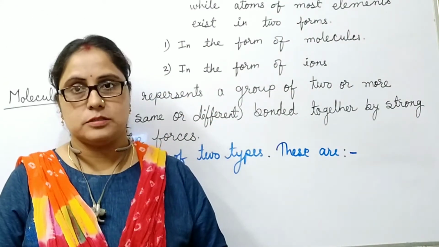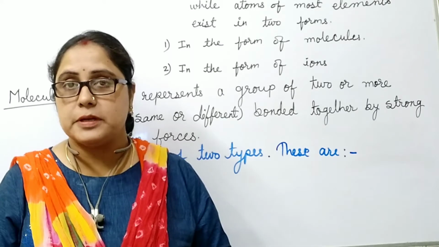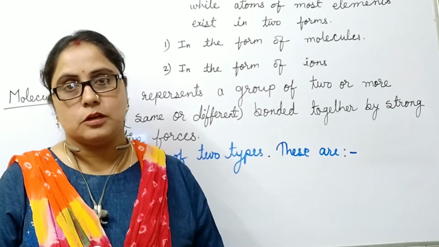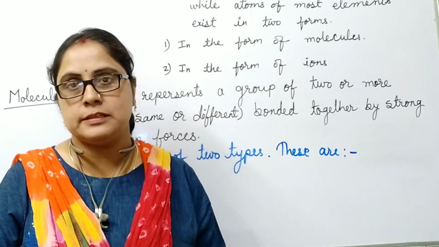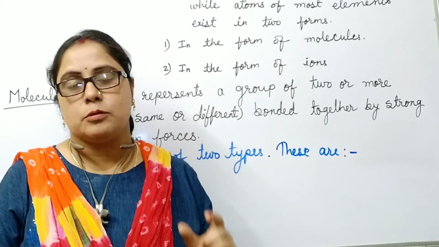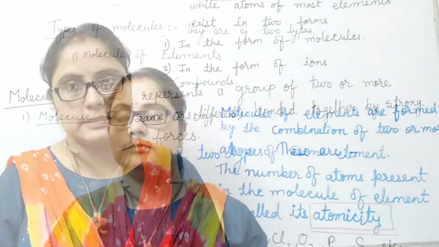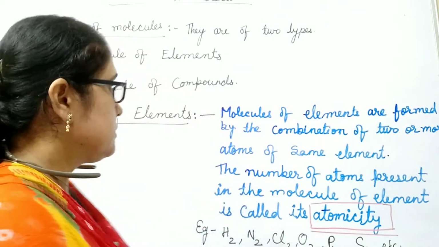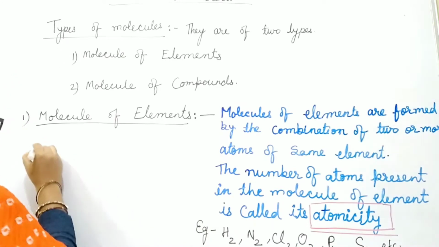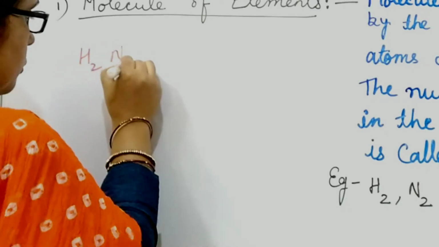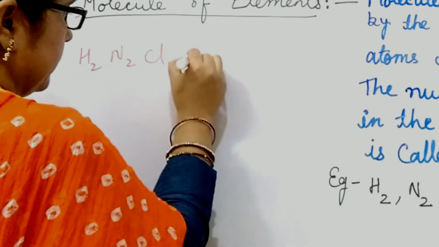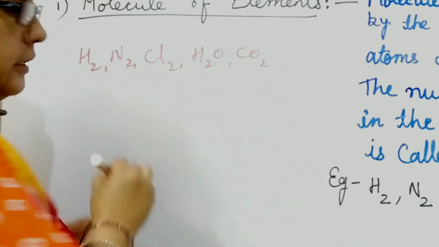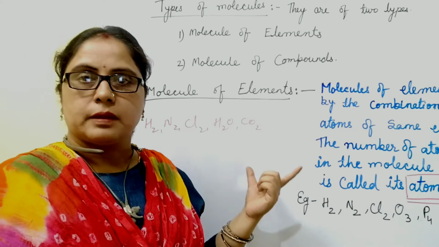What is a molecule? A molecule represents a group of two or more atoms of the same or different elements combined together by strong attractive forces. Examples of molecules are H2, N2, Cl2, H2O, CO2. These all are examples of molecules.